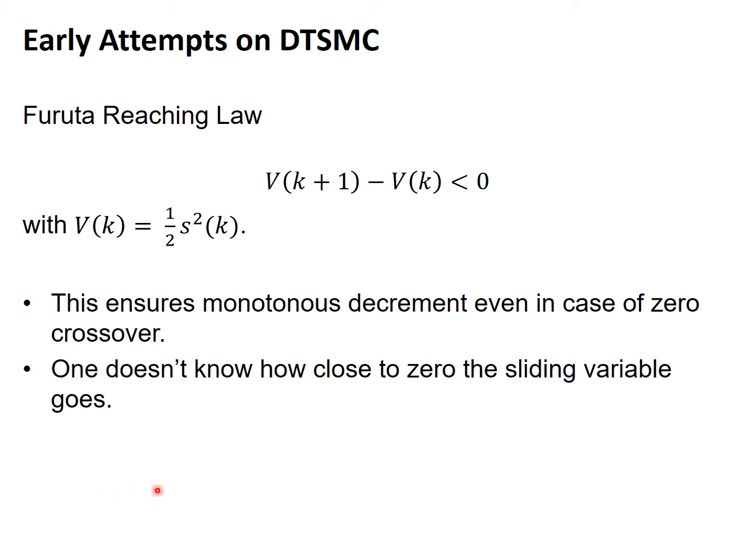What we now need: we have a formulation or some idea on how to assess whether the sliding variable is reaching towards 0. That idea we have, but we also need some concrete calculation of how close we are going to the 0. So let's see if that can be solved.